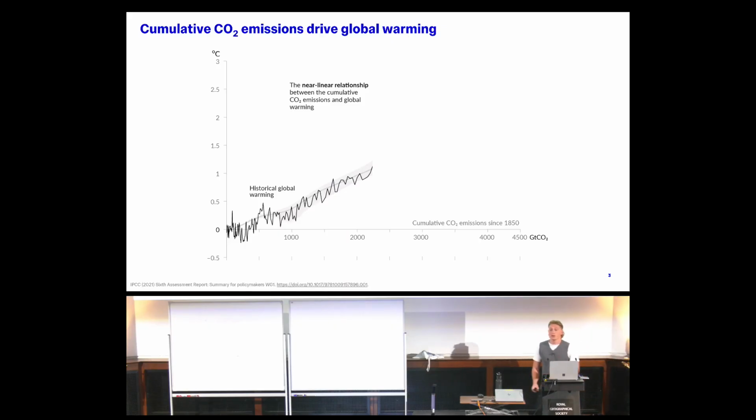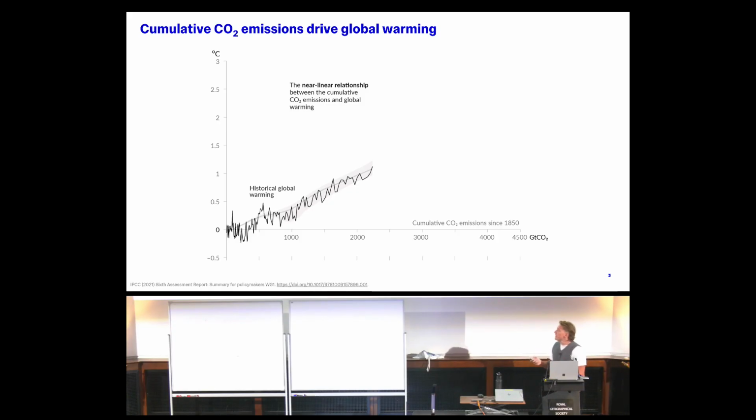So what drives global warming? Well, this chart on screen is the crux of the problem. On the y-axis, we have global temperatures, or rather global warming relative to the pre-industrial period. And on the x-axis, we have cumulative CO2 emissions over that same time period. As cumulative emissions have increased, so too has warming.